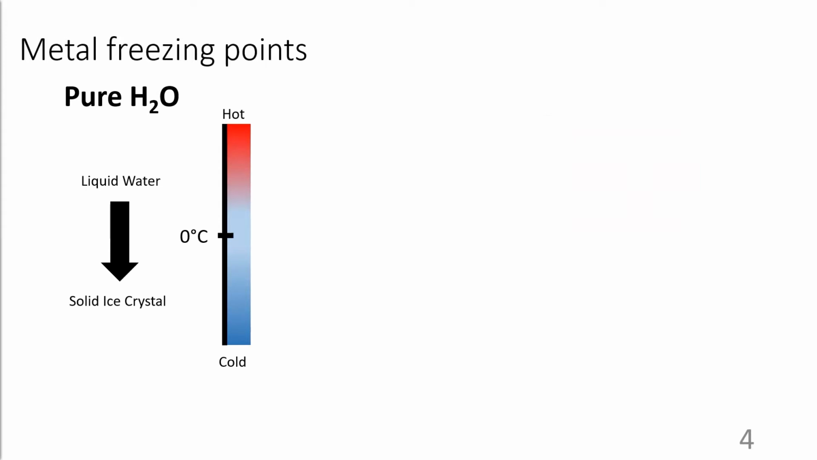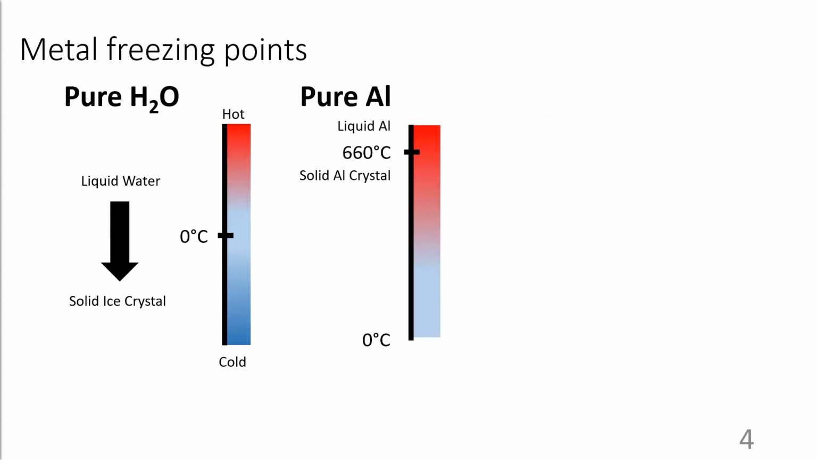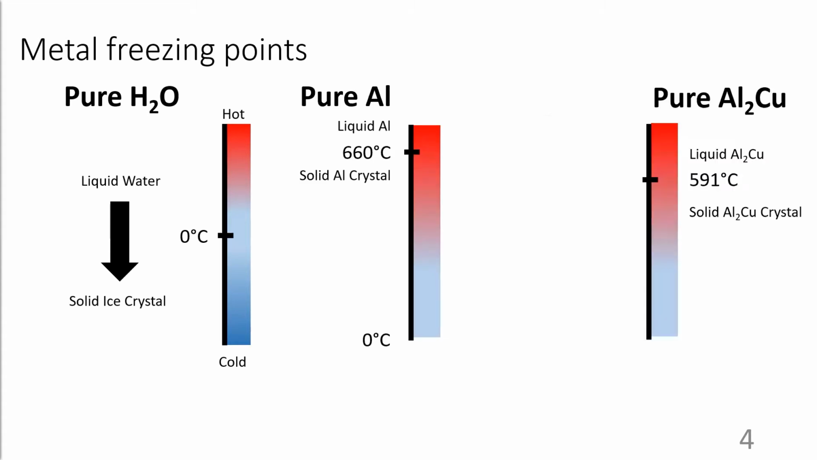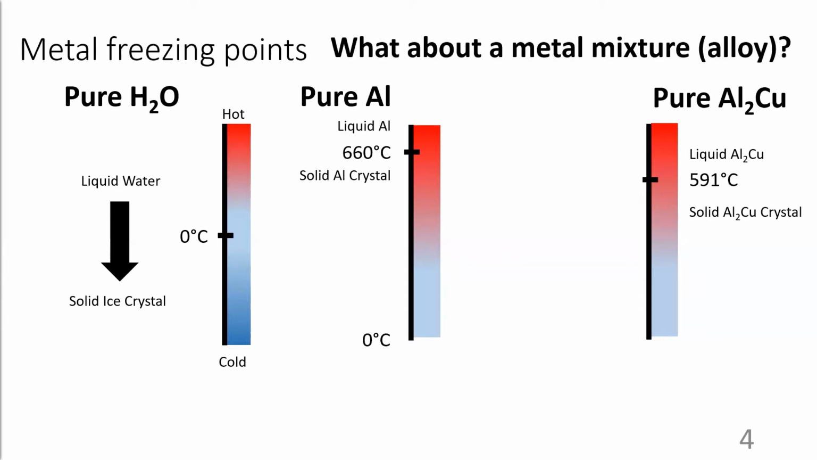Now, water is a pure phase with a freezing temperature we're familiar with. Pure aluminum has a freezing point of 660 degrees Celsius. Pure aluminum to copper has a freezing point of 591 degrees Celsius. The freezing point of these pure phases is dictated by the elements themselves and are well known. Now, what happens when we talk about the freezing point of a metal mixture or alloy?